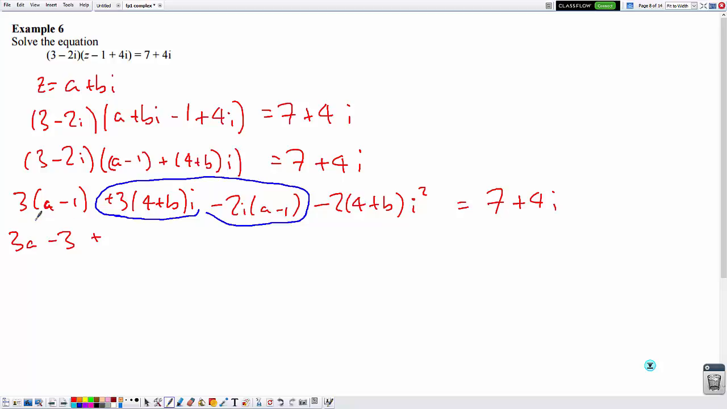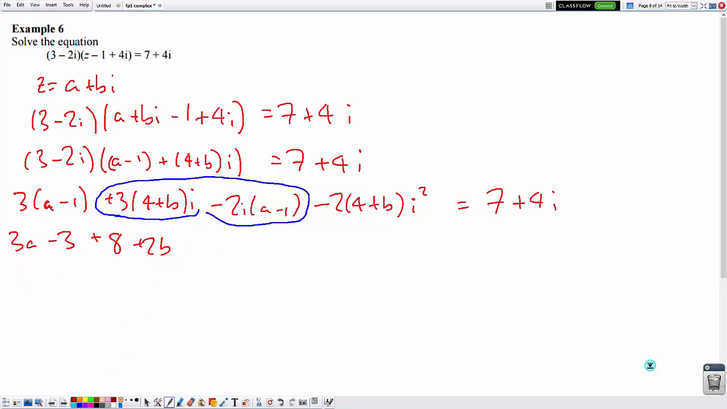And these two, before that, let's actually combine my real parts. So we've got 3a minus 3, and then, of course, i squared is minus 1, so this is plus 2, so it's plus 8, plus 2b. So this is my real part. So this will be equal to 7.